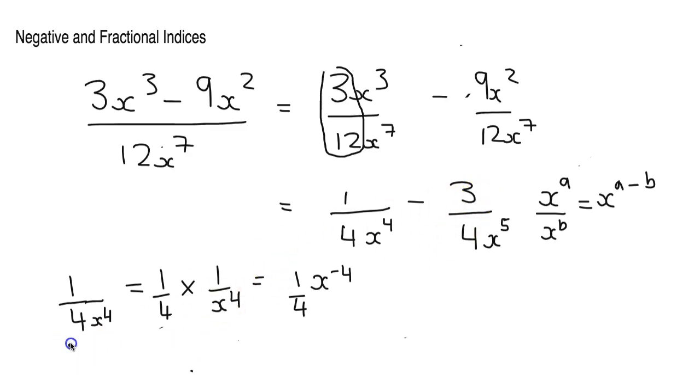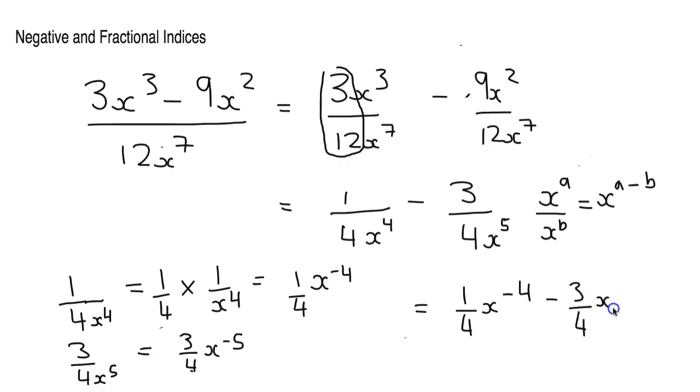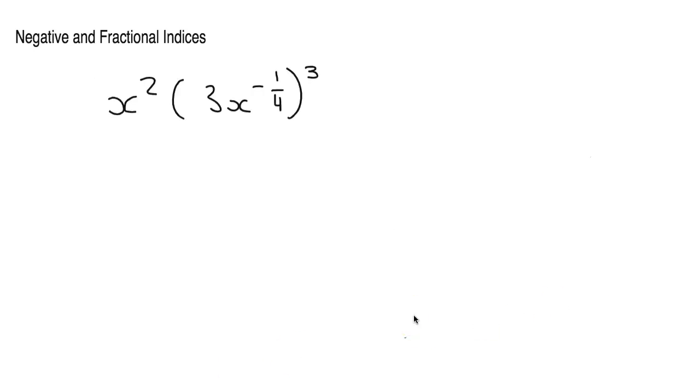And then if we just look at 3 over 4 x to the 5, in the same way, that's just going to be 3 quarters and then x to the minus 5. So you could simply bring them both together. So that would be a quarter x to the minus 4 minus 3 over 4 x to the minus 5. Okay, let's have a look at this question. So we want to simplify this one. Again, trying to bring in any relevant rules.